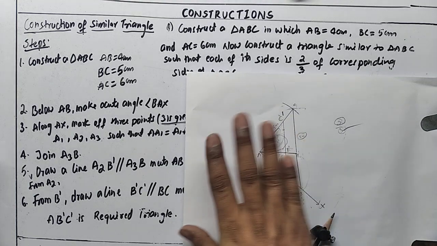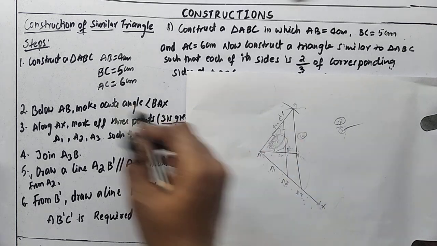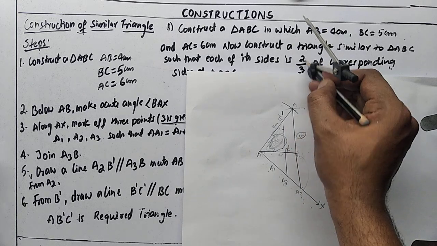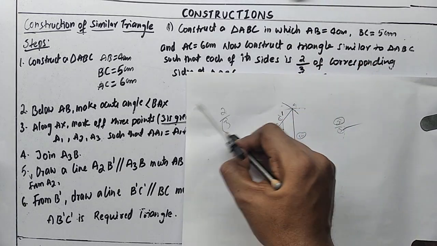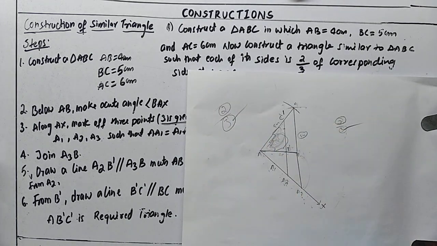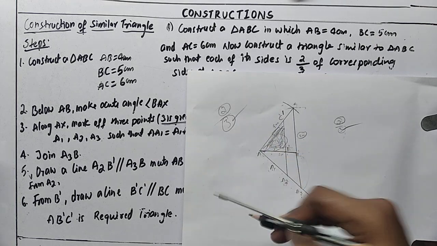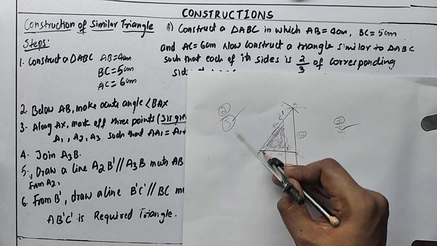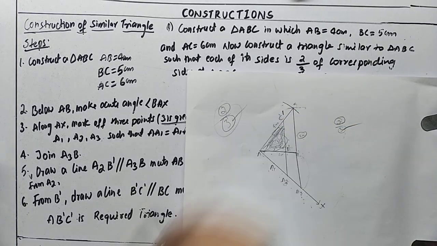In the exam, instead of these dimensions you may get some other dimension, but remember that whenever the fraction is proper, like 2 by 3, where the denominator is bigger and the numerator is smaller, the required triangle will be smaller than the given one. So the required triangle is smaller than the bigger one when it is a proper fraction.